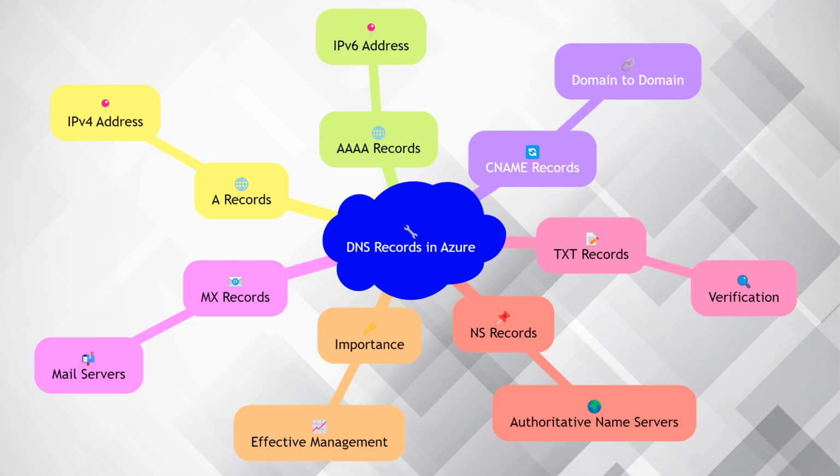There are several types of DNS records that you can manage in Azure DNS. A records map a domain name to an IPv4 address. AAAA records map a domain name to an IPv6 address. CNAME records map a domain name to another domain name. MX records specify the mail servers for a domain. TXT records can contain arbitrary text data, often used for verification purposes. NS records specify the authoritative name servers for a domain. Understanding these record types is crucial for effective DNS management.